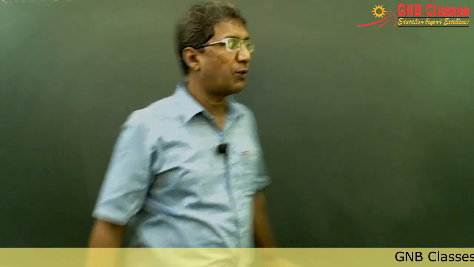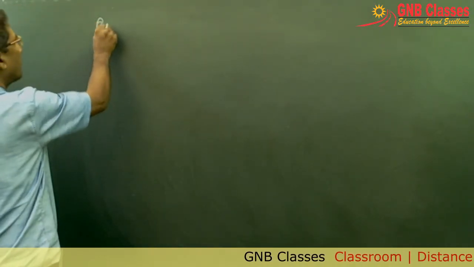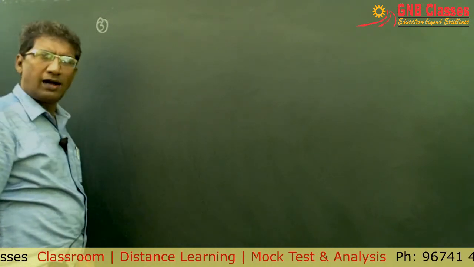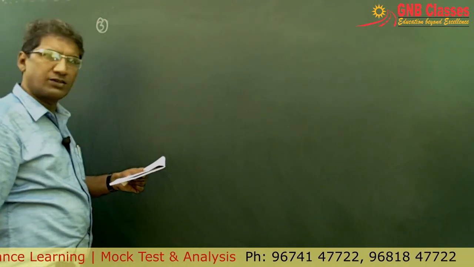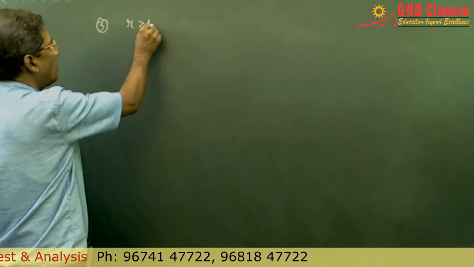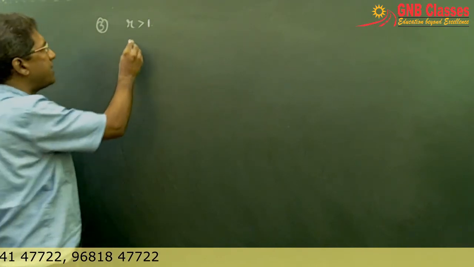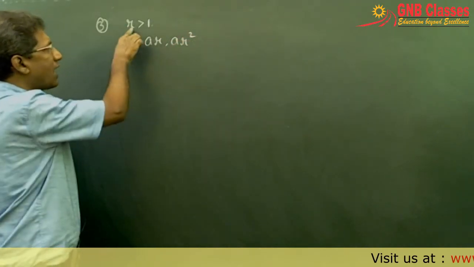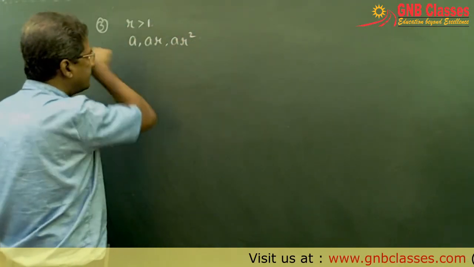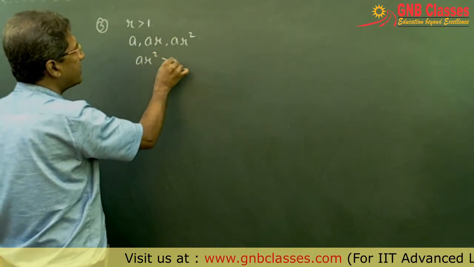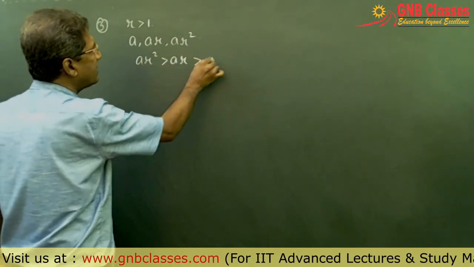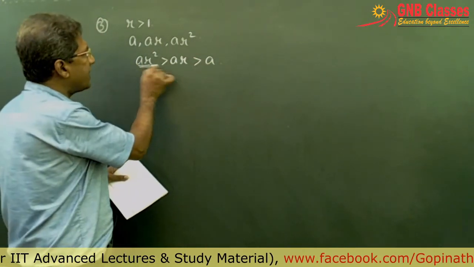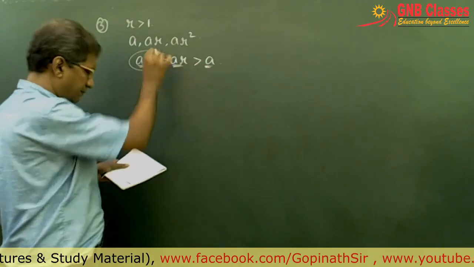Now, in question number 3, they have given that 3 successive terms of a GP with common ratio R, which is greater than 1. R is greater than 1. Okay. Now, let the 3 successive terms of the GP be A, AR and AR square, where R is greater than 1. Therefore, we can say that your AR square is greater than AR, which is also greater than A. Is it clear? Therefore, among these 3, the largest is AR square.